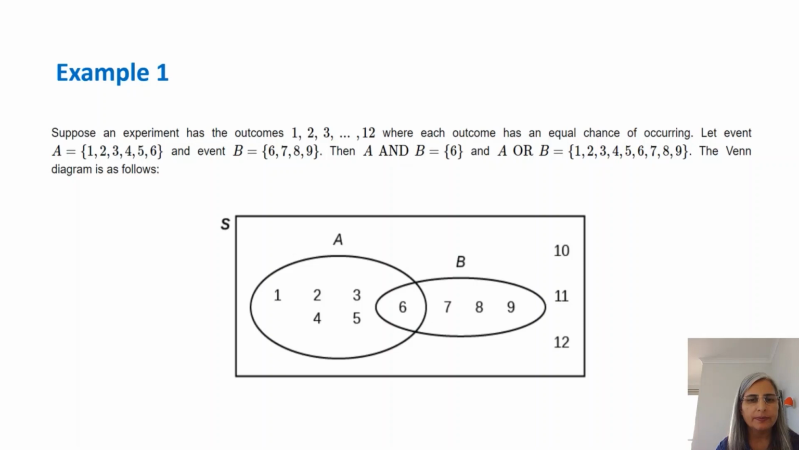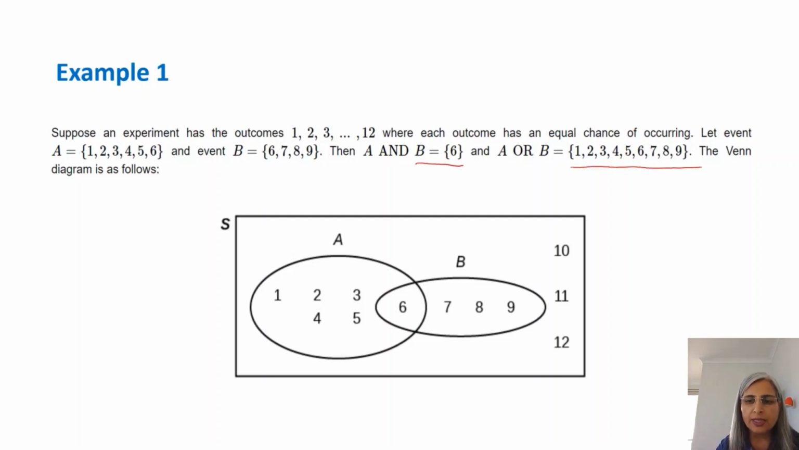In example one, we consider an experiment that has 12 outcomes, and each outcome is numbered from 1 to 12, and each outcome has an equal chance of occurring. We consider two sets A and B of these outcomes, where set A has outcomes 1 to 6 and B has outcomes 6 to 9. Then you can see that A and B is simply the intersection, which is the number 6, and A or B, from the basic theory of sets, is the union of both A and B, and it contains all the elements from 1 to 9.